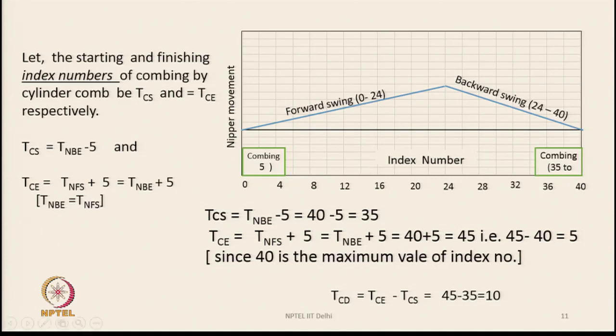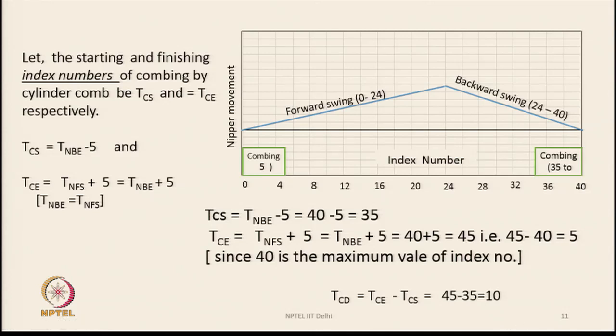So, TNBE, that is ending of backward journey of nipper, this value is basically 40. So, you can write 40 plus 5, that is 45, and therefore, we have to subtract 40 because 45 has to pass through the index number 40, which is also equivalent to 0. So, to get the right value, what we do? From 45 we subtract 40, we get a value 5.